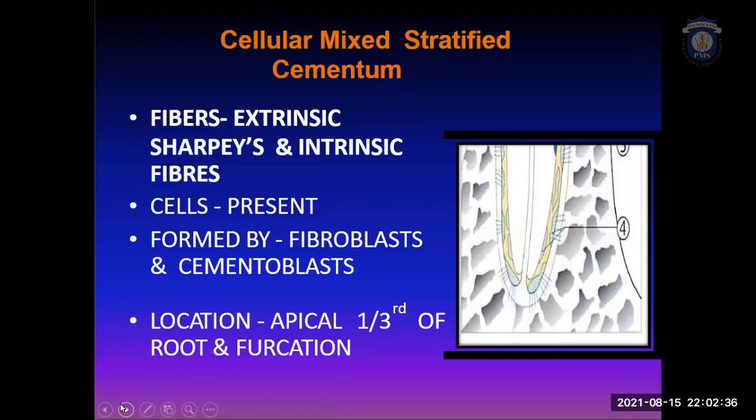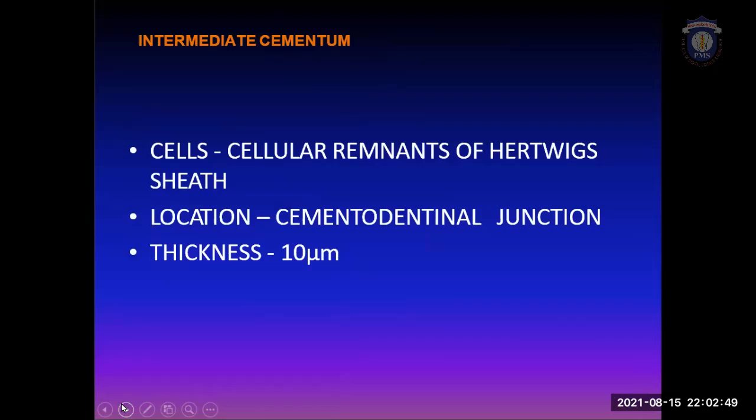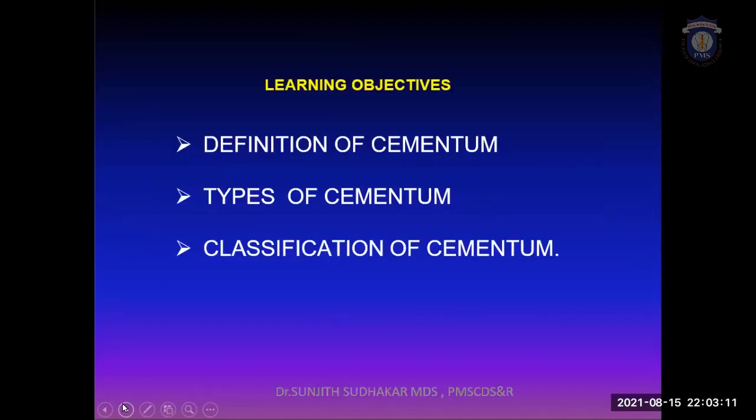Then cellular mixed stratified cementum. Here it is cellular in nature, and both intrinsic and extrinsic fibers are present. They are seen more towards the apical third of the root. Then you have the intermediate cementum. It is formed of the cellular remnants of Hertwig's epithelial root sheath, seen in the cemento-enamel junction, formed due to interaction of the outer mesenchymal tissue with the newly formed enamel due to the early retraction of the reduced enamel epithelium. So those are the different types of cementum.